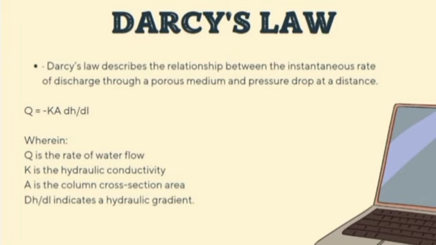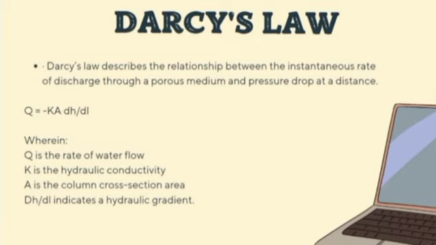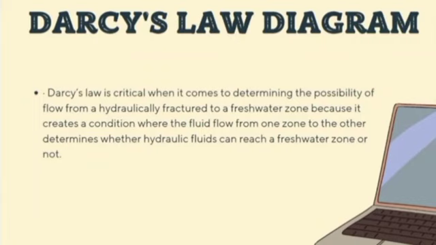Darcy's law describes the relationship between the instantaneous rate of discharge through a porous medium and pressure drop at a distance. Darcy's law equation is expressed as follows. Q, which is the rate of water flow, is equal to the negative of K, which is the hydraulic conductivity, multiplied by A, which is the column cross-section area, multiplied by dH over dL, which indicates a hydraulic gradient. We have here the Darcy's law diagram.